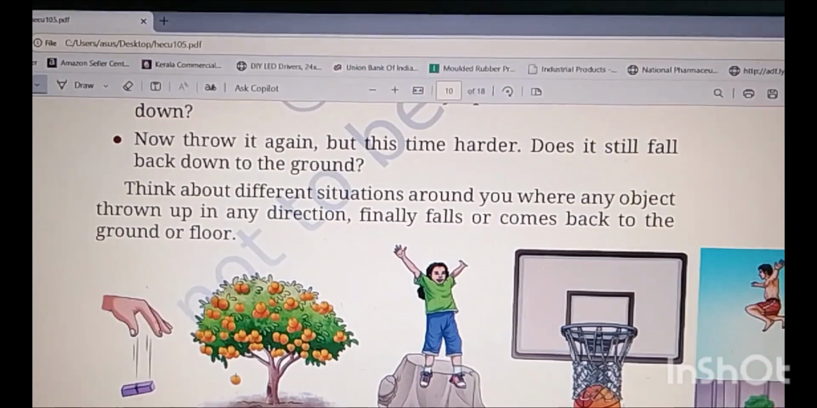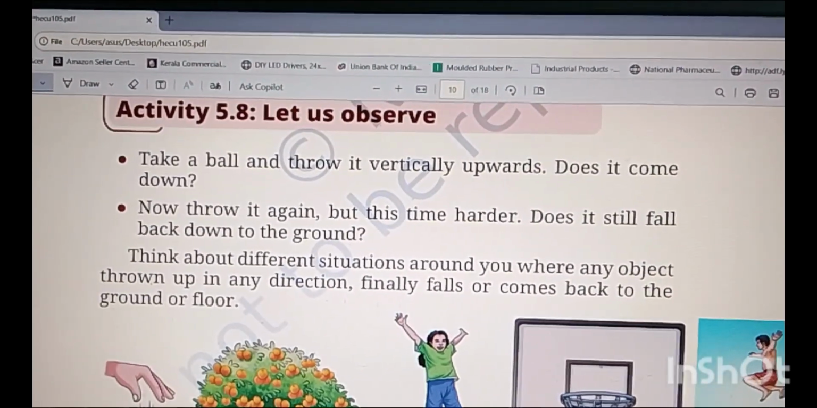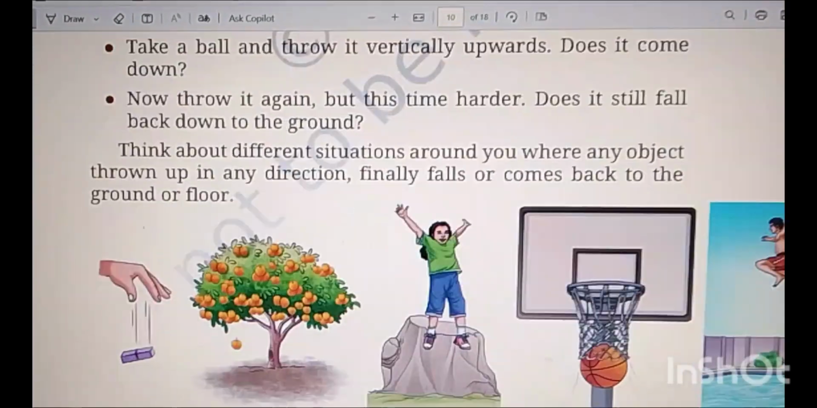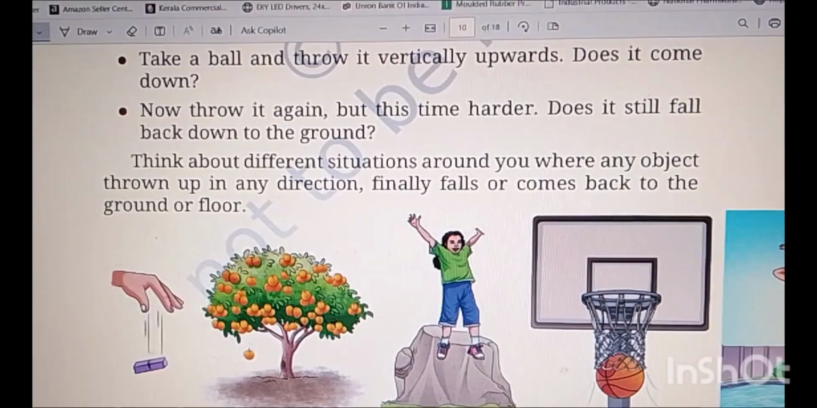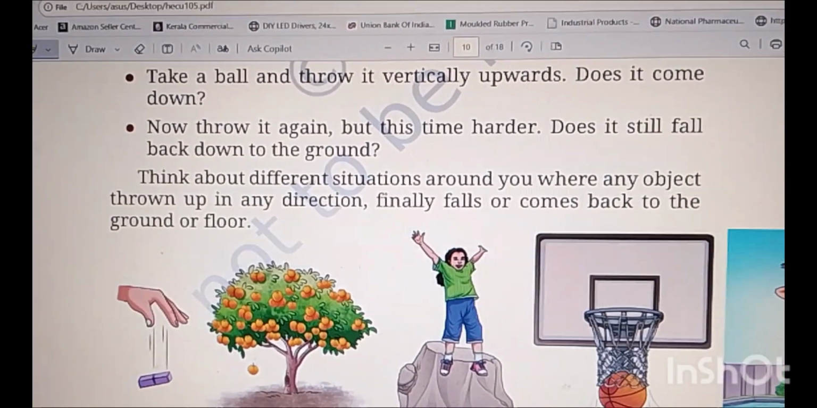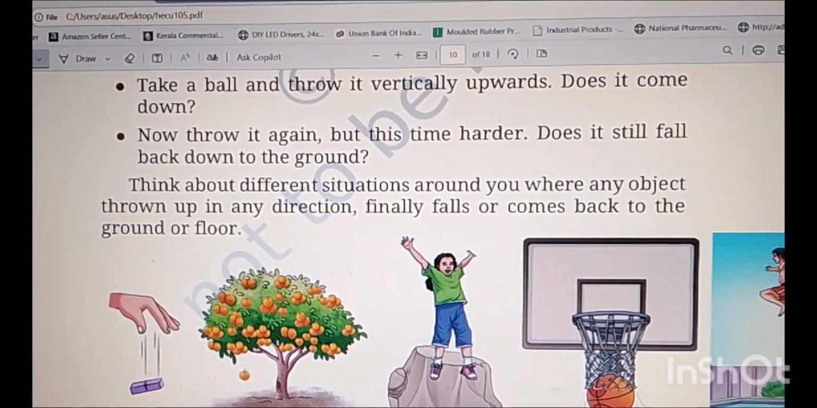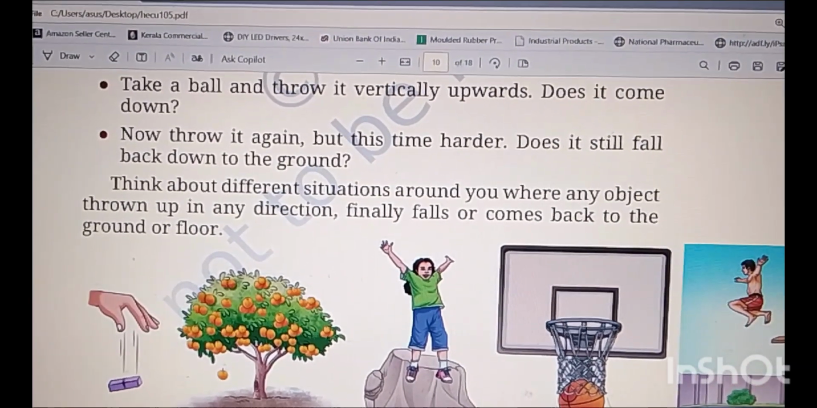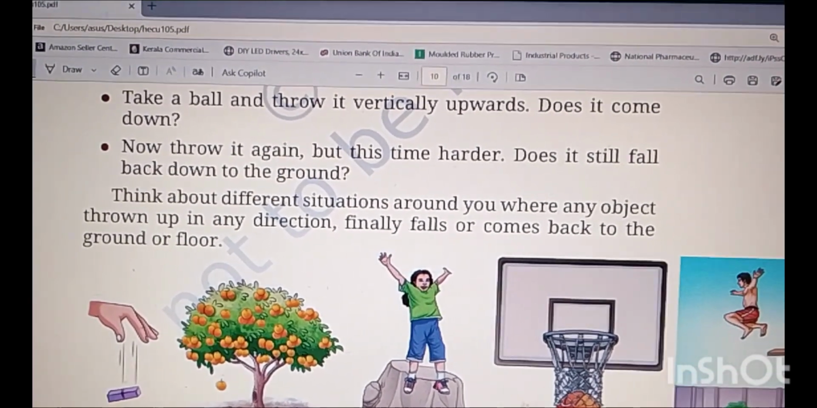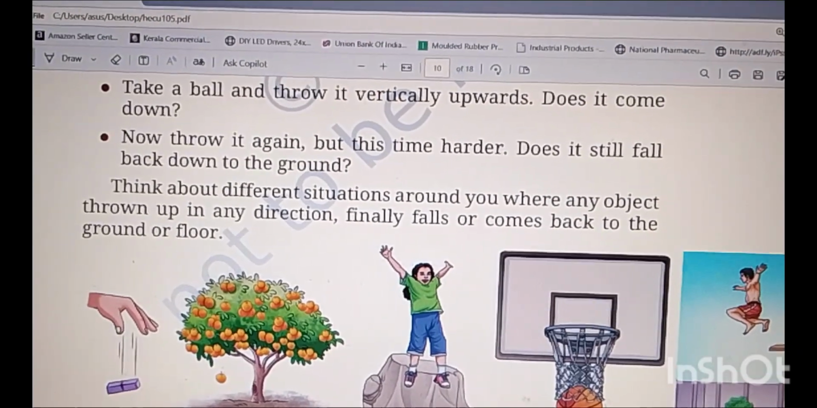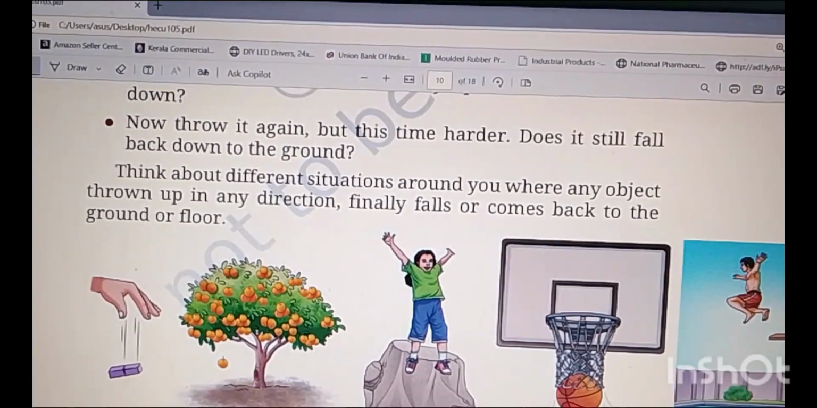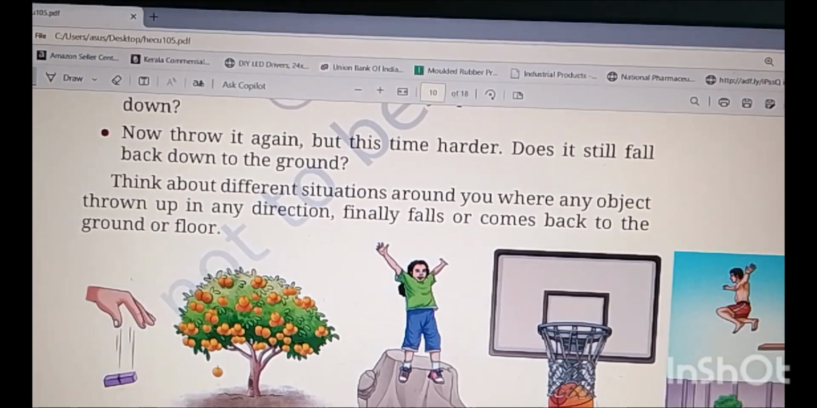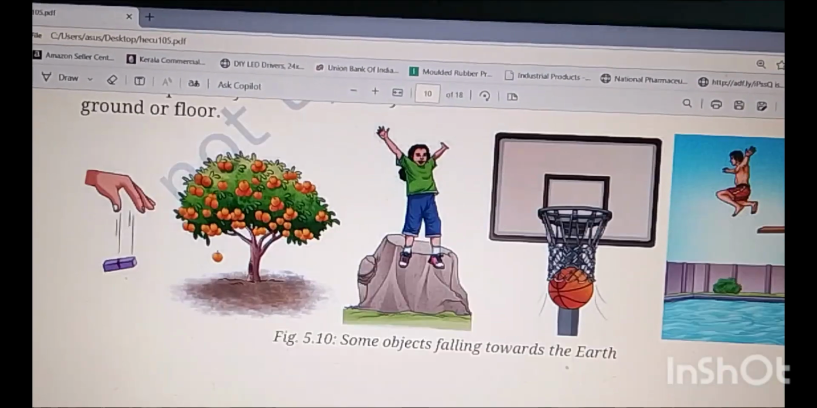And also, we are going to learn the third kind of non-contact force. We can see here an object being dropped, a fruit falling from a tree, a girl jumping, she will of course come towards the ground, and the ball, and the third and last photo. Clearly we can see these objects are being thrown upwards and come to the ground.